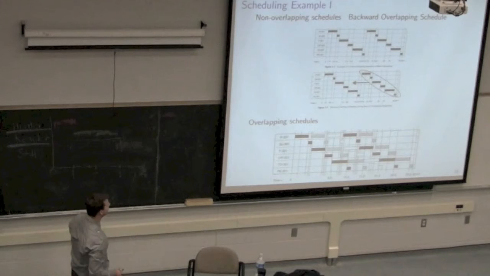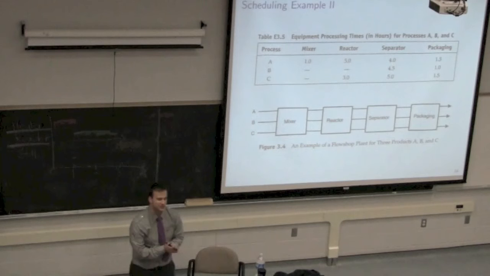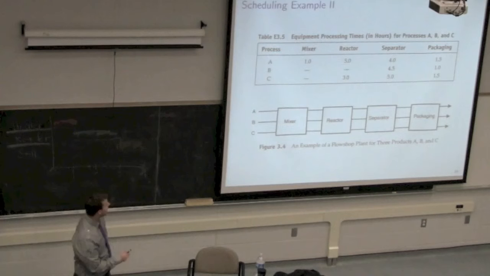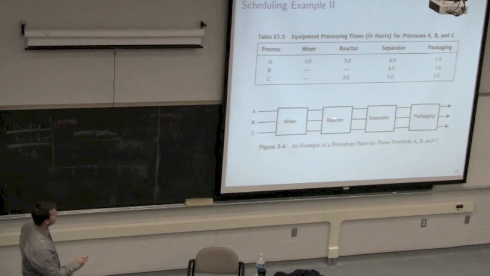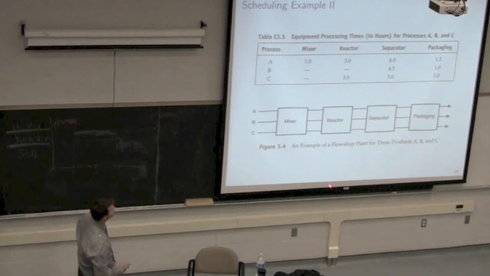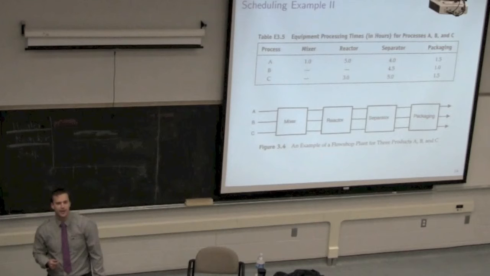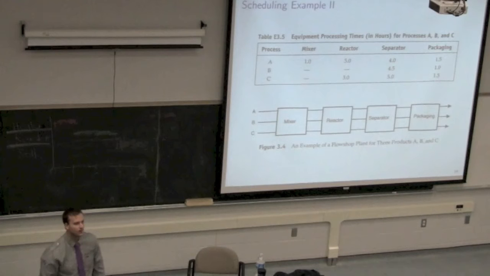So now I have another example for you to try solving, because now you know a little bit more about that schedule. We have this process here. We have three products being produced, A, B, and C. A goes through the mixer, the reactor, the separator, and the packaging. B goes through just the separator and the packaging. C goes through the reactor, the separator, and the packaging. I'd like you at first to try and get comfortable with the schedule for, say, just one batch of A. So go ahead and start with the group, and then I'll take it up in 2 minutes.